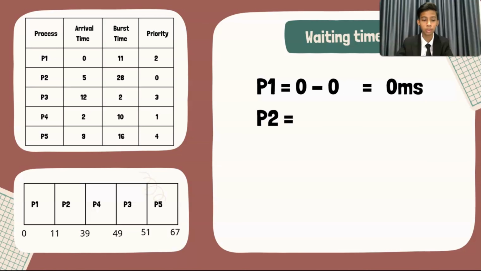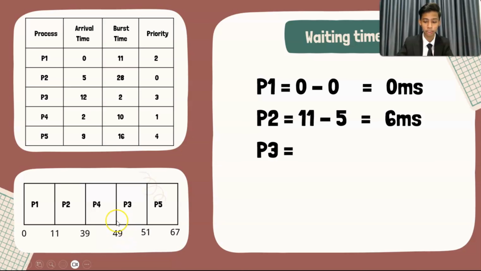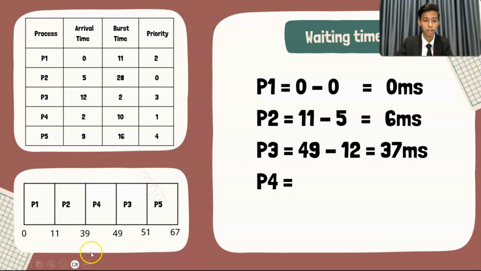The next part is P2, which has the start time of 11. Then we minus it off with the arrival time of P2, which is 5. Therefore, we get 11 minus 5 is equal to 6 milliseconds. For the third process, P3, we have the start time of 49. Then we minus it off with the arrival time of P3, which is 12. Therefore, we get 37 milliseconds. For the fourth process, we have the start time of 39. Then we minus it off with the arrival time of P4, which is 2. Therefore, we get 37 milliseconds.